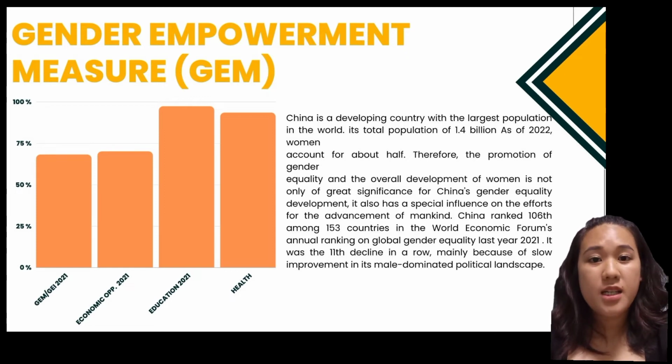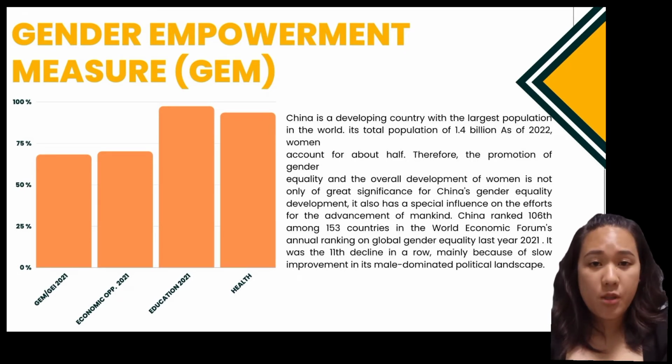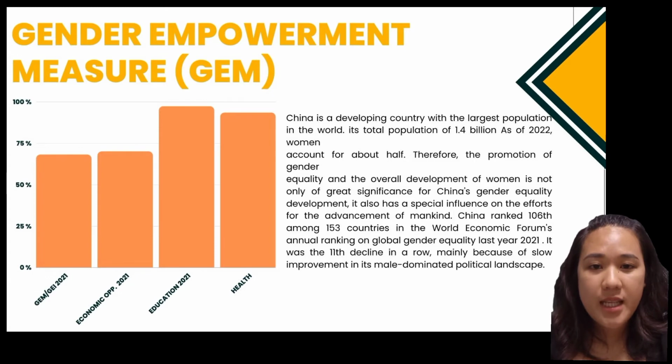China ranks 106th among 153 countries in the World Economic Forum's annual ranking on global gender equality last year, 2021. It was the 11th decline in a row, mainly because of slow improvement in its male-dominated political landscape.